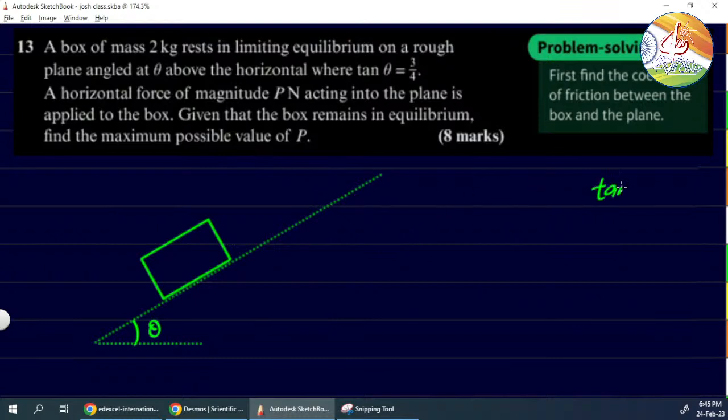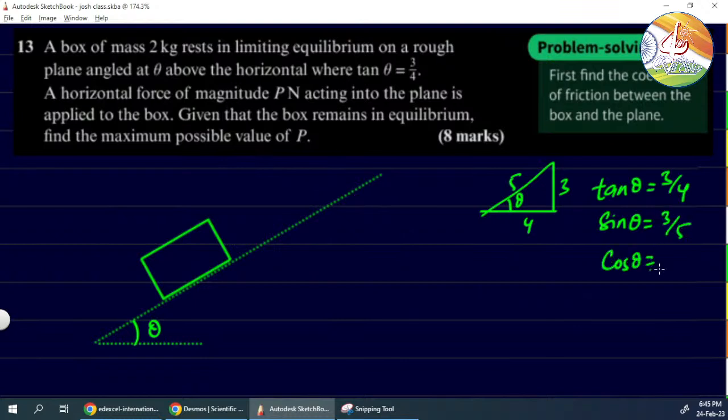Tan theta he has given us. Tan theta is 3/4. So we can find sine theta. 3/4 means the hypotenuse will be 5. So sine of theta will be 3/5, and cos of theta will be 4/5. Correct?